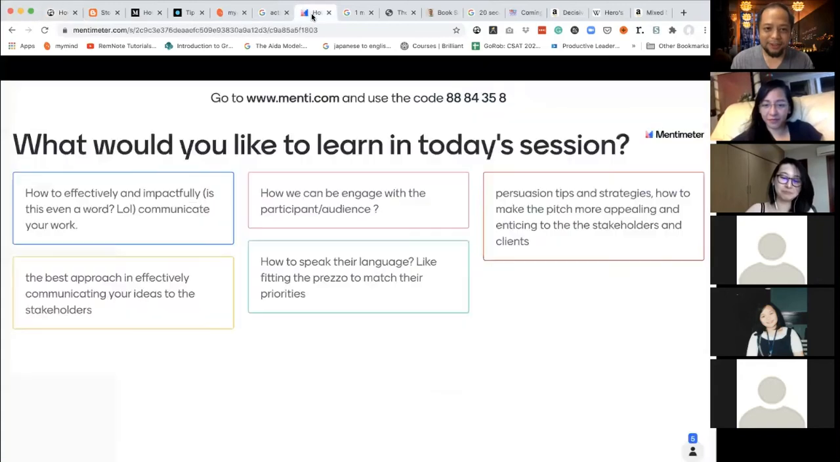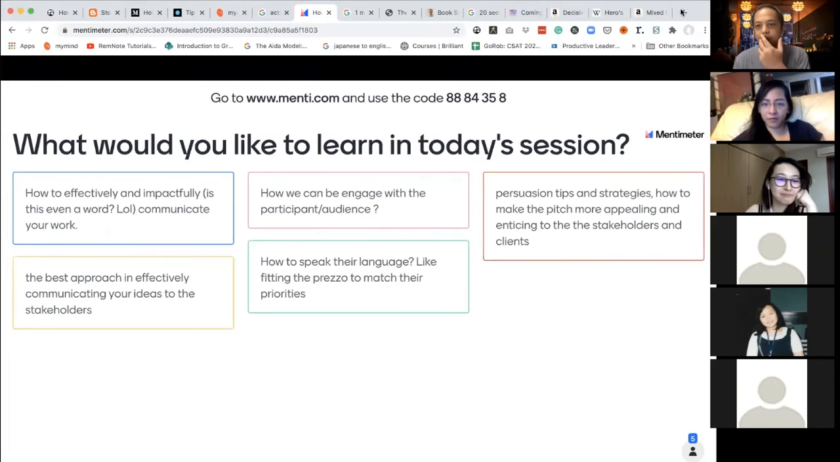So let's go back to our discussion now. Effectively communicate your work, the best approach to effectively communicate your ideas, how can you engage the participant audience, how to speak their language, persuasion tips. Okay, maganda pa. Meron tayong last part. Medyo yung the other 3, medyo nasagot ko na.